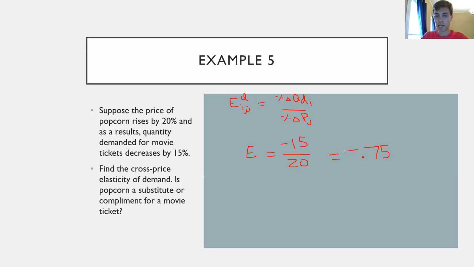And since this elasticity is negative, we know that these goods are complements, although you could also read into the problem that because people buy popcorn for movies when they go to the movie theater, they should be complements because the goods are being consumed together. But you could also look mathematically at the question and see that the elasticity is negative, so they must be complements.